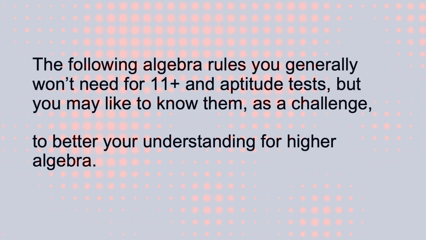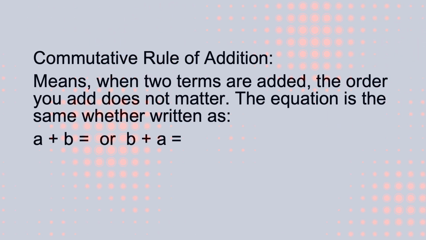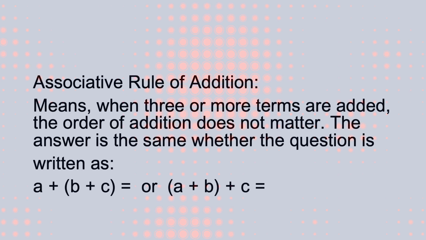The following algebra rules you generally won't need for 11 plus and aptitude tests, but you might like to know them as a challenge to better your understanding for higher algebra. Commutative rule of addition means when two terms are added, the order you add doesn't matter. The equation is the same whether written as a plus b equals or b plus a equals.